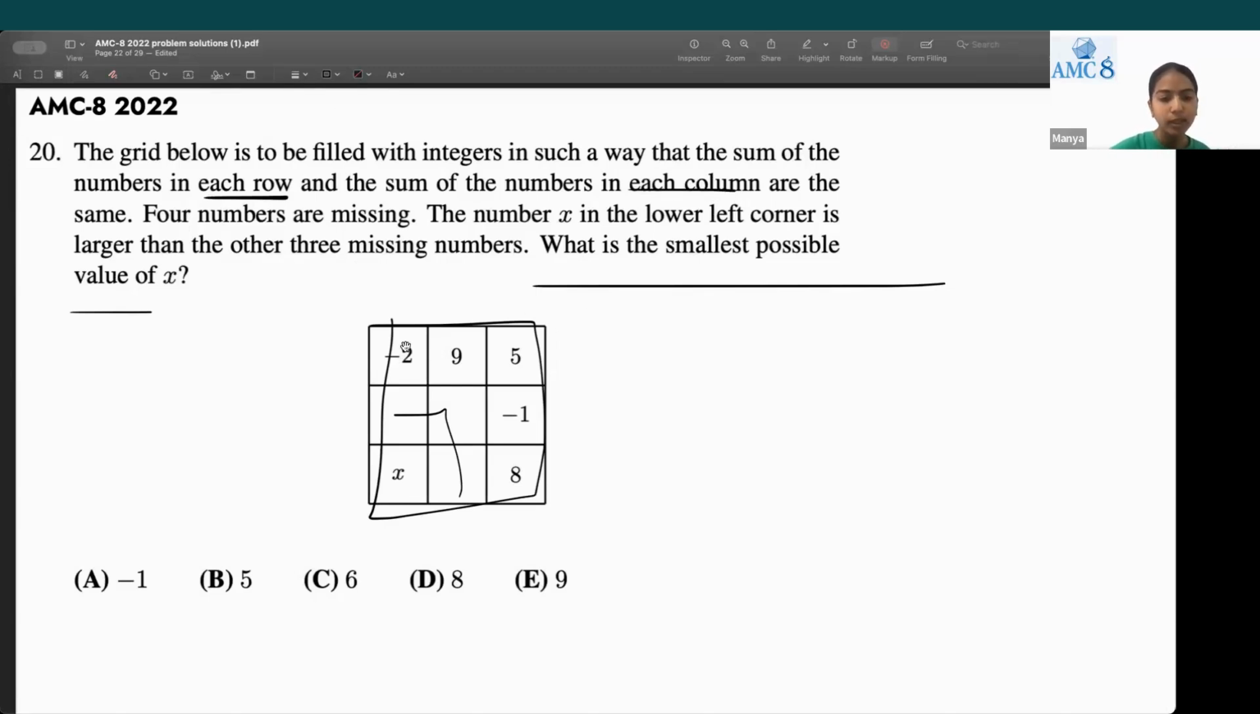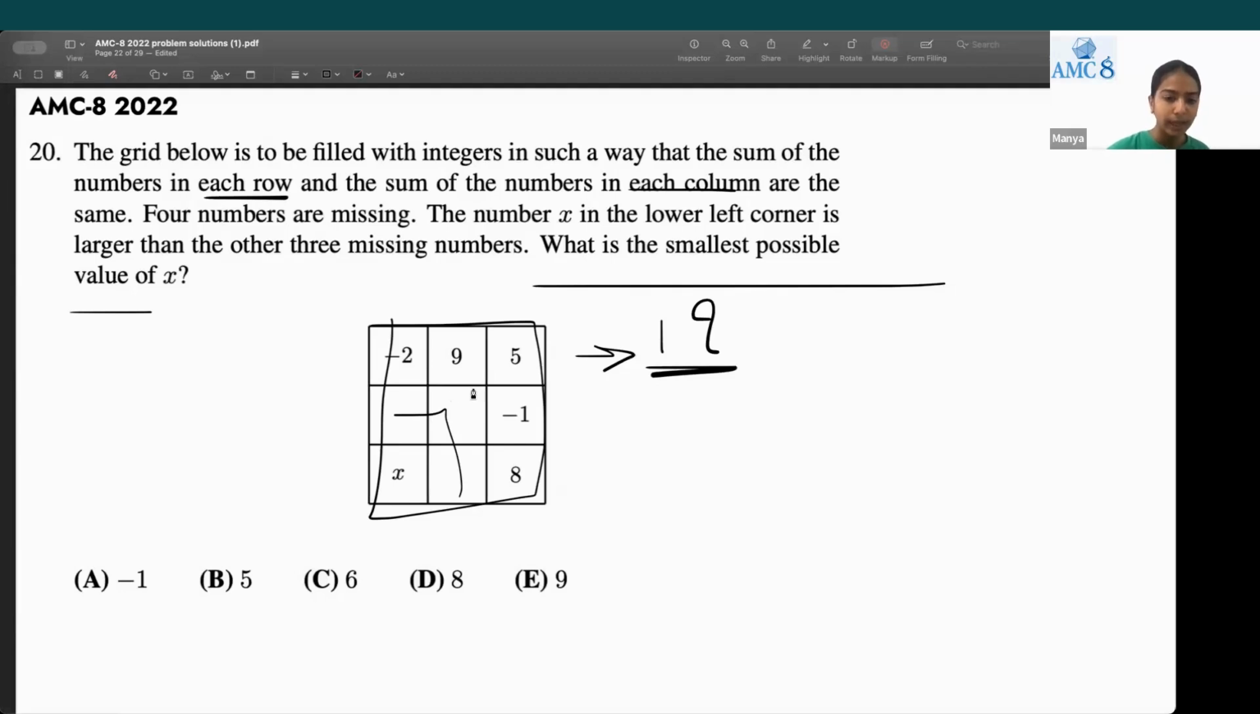Since each row and each column are the same, we can find the magic number. The total would be -2 plus 9 plus 5. That's 7 plus 5, which is 12. And so the sum of the magic square is going to be 12. Whether you take any row or any column, the sum should always be equal to 12.